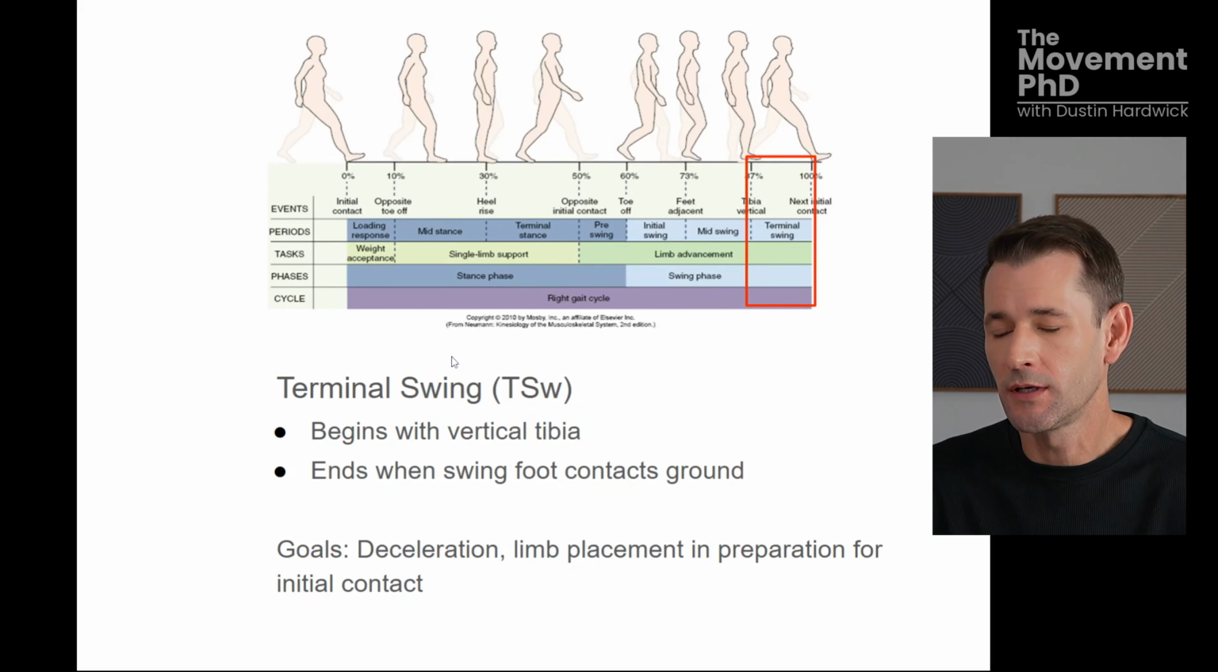Our final period of the gait cycle and final period of the swing phase is terminal swing. It begins when that tibia is vertical to the ground on that right foot and ends when that right foot contacts the ground, which then completes our gait cycle. The goal of terminal swing is deceleration, because I need to slow down that swinging right foot to prepare for the next step. It's also to place the limb for the next period of the gait cycle, which would be starting the whole gait cycle over again. So again, goals are deceleration and limb placement in preparation for initial contact to start the gait cycle once again.